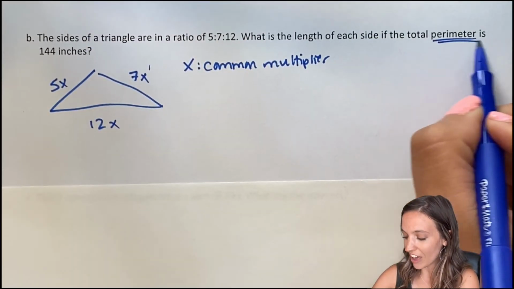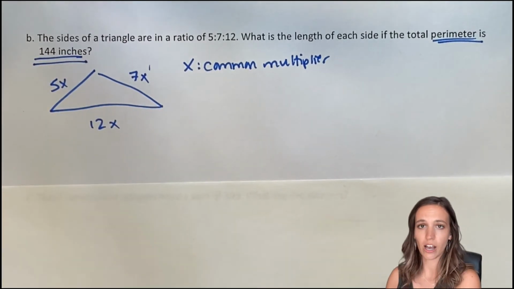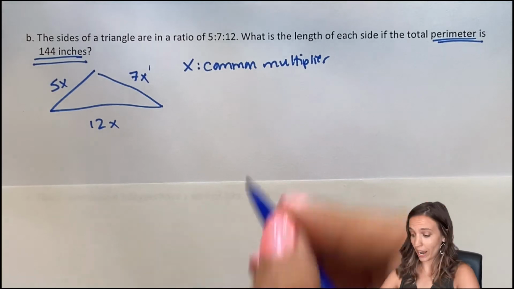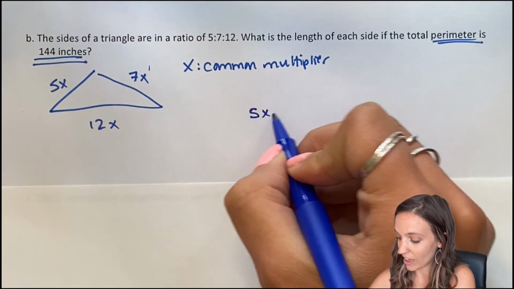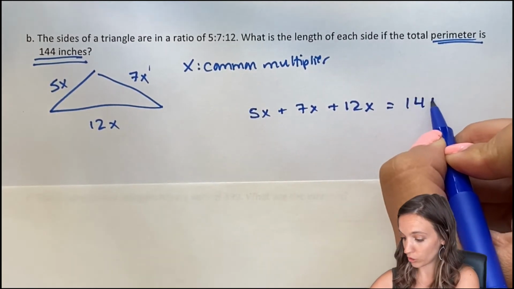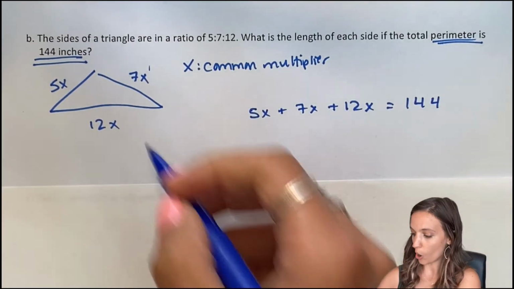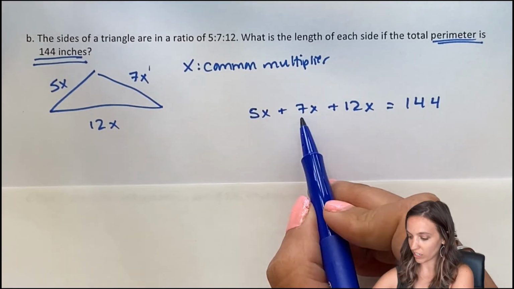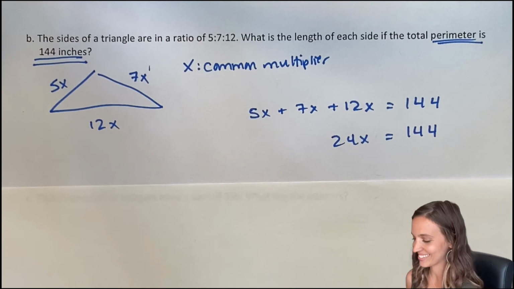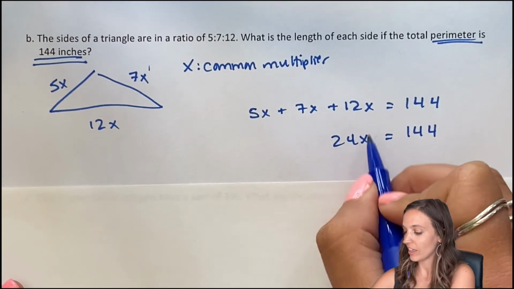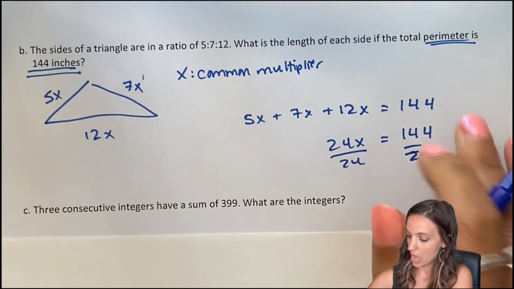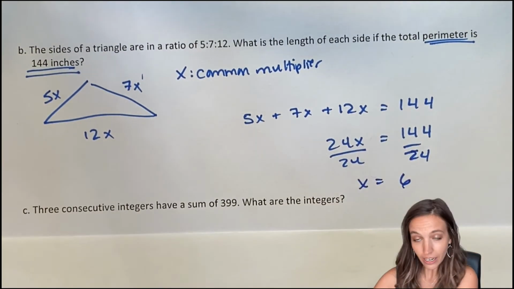And then the fact that I know is that the perimeter is 144 inches. Well, the perimeter of any shape is just the sum of all of those sides, right? So I've got the sides 5x plus 7x plus 12x equals my perimeter of 144 inches. So when I start to do this math, 5x plus 7x plus 12x, well, that's 24x. They're all like terms. 24x equals 144. Then I'm solving for x, so I divide by 24, divide by 24. x equals 6.